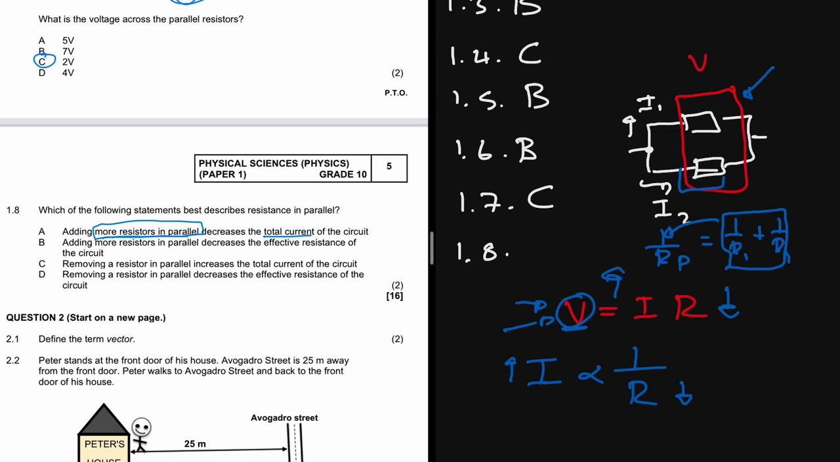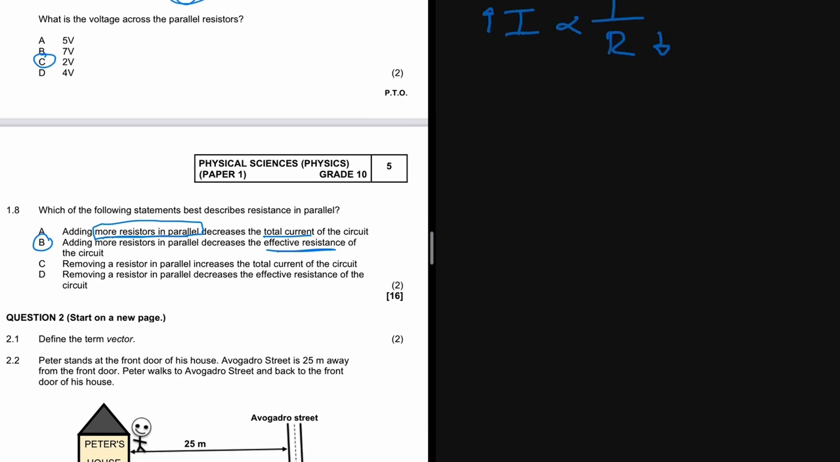For B, they say adding more resistance in parallel decreases the effective resistance. That is correct. Remember, if you add more resistance in parallel, you actually decrease the total resistance. The effective resistance means the total resistance. So the answer is going to be B. We don't have to look at C and D. The answer here will be D, I mean B, I'm sorry about that. The answer will be B.